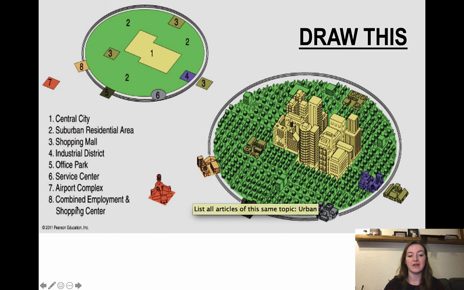And then finally, you have the combined employment and shopping center, and that's our number 8, and that's what's over here. So all of these things, stuff is going on all the time, and it is linked to the people, to the city, through this highway. And that's what makes this stuff the periphery. It's on the outside of it and linked to the inside.